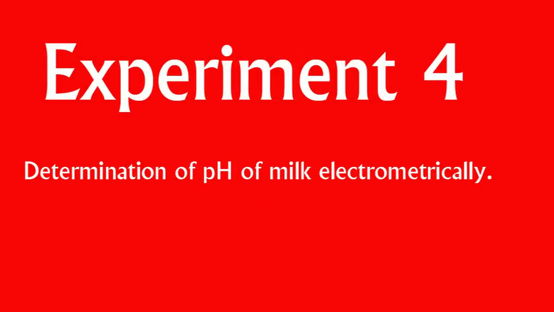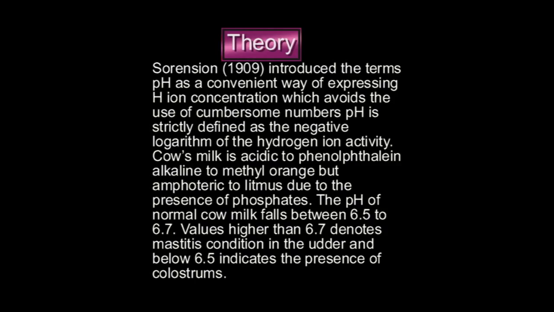Experiment 4. Determination of pH of milk electrometrically. Sorensen in 1909 introduced the term pH as a convenient way of expressing hydrogen ion concentration, which avoids the use of cumbersome numbers. pH is strictly defined as the negative logarithm of the hydrogen ion activity.